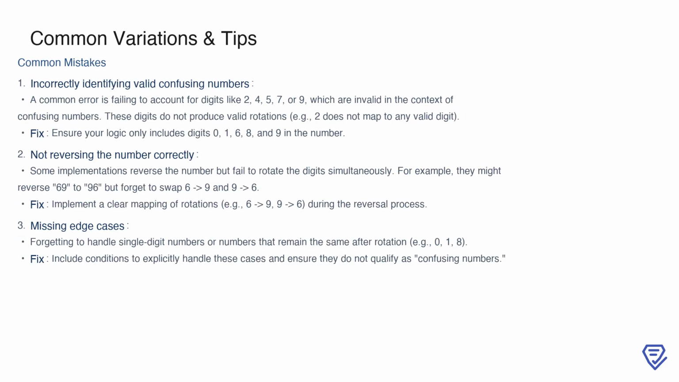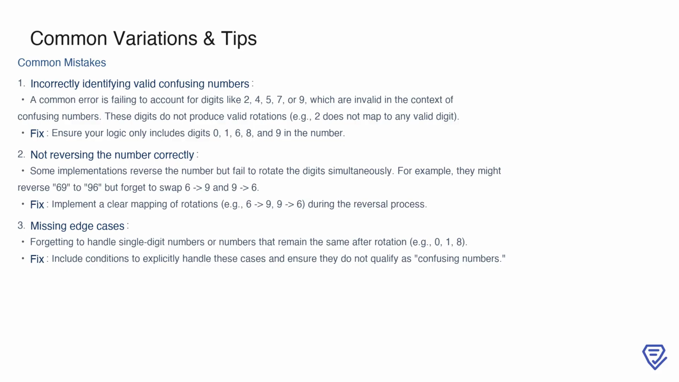When working with confusing numbers, there are a few common mistakes to watch out for. First, it's important to correctly identify valid digits. Confusing numbers can only include the digits 0, 1, 6, 8, and 9 because these are the only ones that either remain the same or rotate into a valid digit. For example, digits like 2, 4, 5, or 7 are invalid because they don't produce valid rotations. 2, for instance, doesn't map to any digit at all. To address this, make sure your logic explicitly filters out these invalid digits.